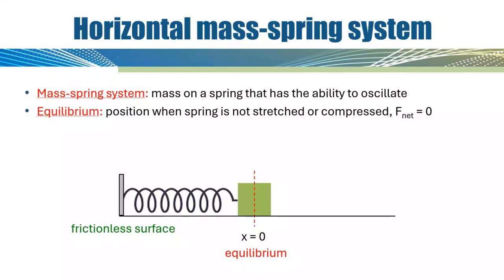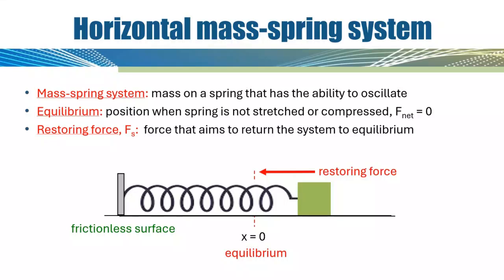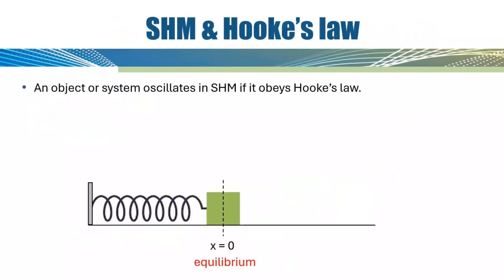You can define the equilibrium position to be at the end of the spring, the end of the mass, or wherever you want, as long as you are consistent. I'm going to define the equilibrium position to be at the center of mass of the attached block for this example. When the spring is stretched or compressed, a new force called the restoring force appears in the spring. The restoring force exerts a force on the mass and aims to return the mass spring system to its equilibrium position. An object or system oscillates in simple harmonic motion if it obeys Hooke's law.